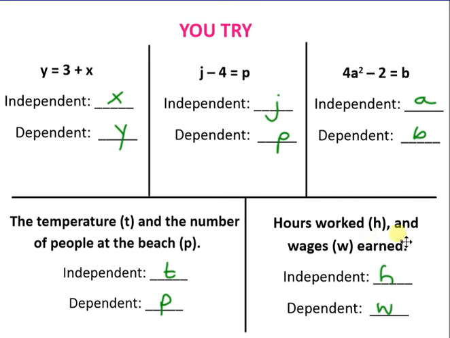All right, the last one, hours worked and wages earned. So wages are dependent on hours, because the more hours you work, the more money you will earn. The fewer hours you work, the less money you will earn. All right, that's it. A nice, short, and sweet lesson.